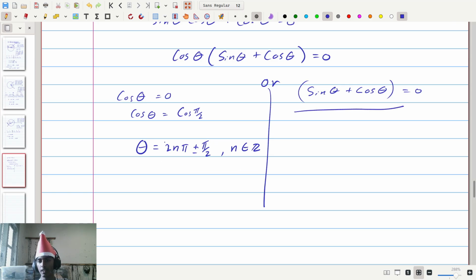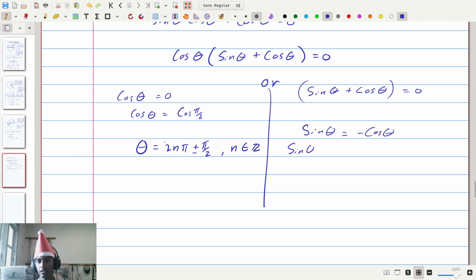The other possible case is that sine theta plus cosine theta is equal to 0. To solve this one, we will try to take the cosine theta to one side and reduce this whole thing into a single trigonometric function. What we're going to do is say that sine theta is equal to negative cosine theta by taking cosine theta to the other side. And then we're going to divide both sides by cosine theta, and again recall, because cosine theta was 0 in the first case, in the second case cosine theta is not going to be 0, because either cosine theta is 0 or cosine theta is not 0. So we're going to assume that in this case cosine theta is not 0.